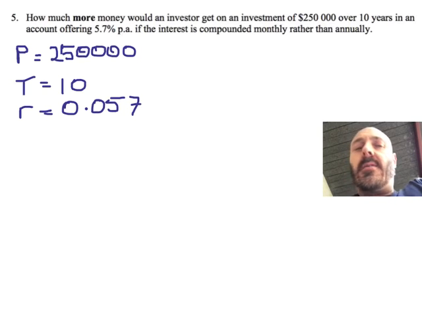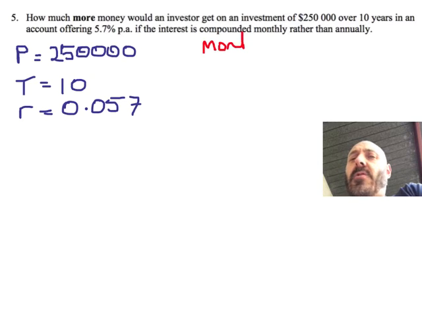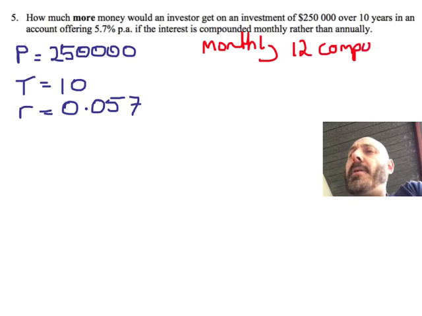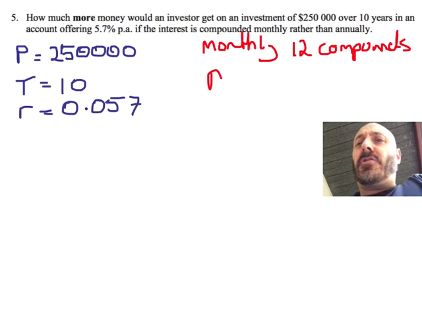Okay, here we are. The final practice question for money. And we asked how much more money an investor would get. So that means we're going to do the same as in the last question, except it's compounded monthly rather than annually. So I'm going to set up my numbers first.